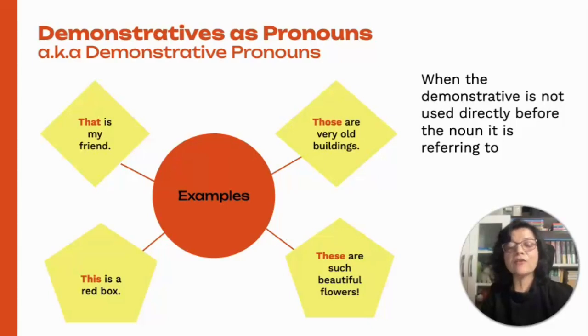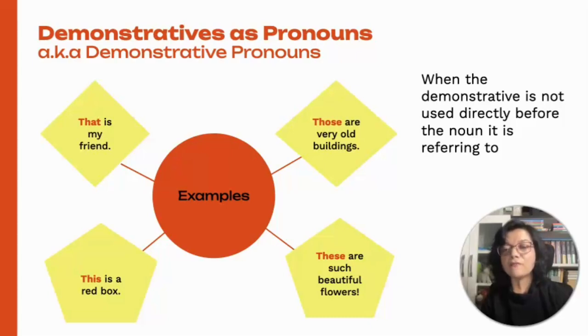Next, let's understand the function of demonstratives as pronouns, also known as demonstrative pronouns. When a demonstrative is not used directly before the noun it is referring to, then it is called a demonstrative pronoun. Let's look at the example on the left-hand side bottom. This is a red box. Here this refers to the box, but the word this is not used right before the noun box and therefore it is functioning as a demonstrative pronoun in this sentence.